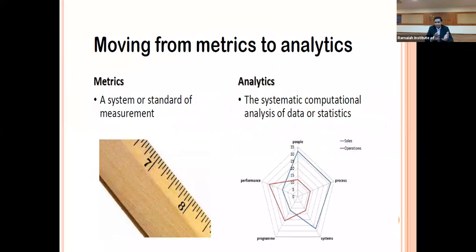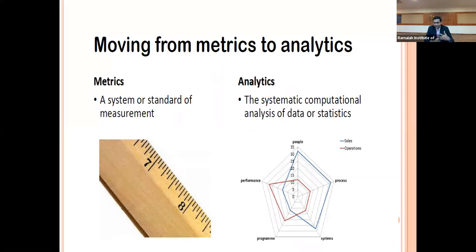So metric is a scale. Of course, we have to measure the functional areas, but analytics is totally different from metrics. For example, a metric: how many people do we have in the organization? Approximately 100 people. This is a metric. But from this data, we cannot come to any conclusion or make very interesting decisions. It is a simple metric. It doesn't play a very important role.